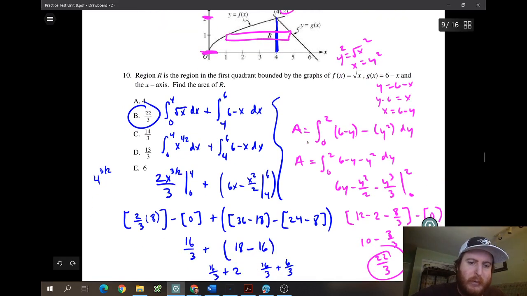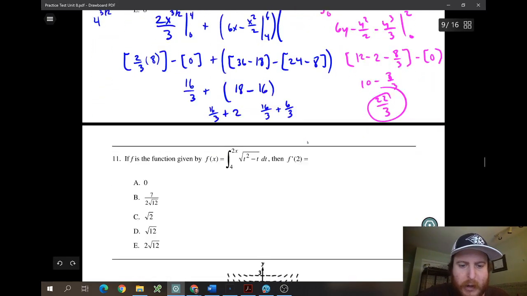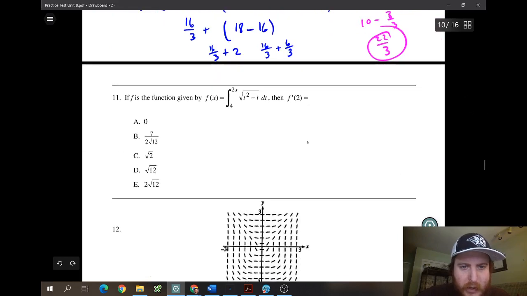So I would still probably recommend doing it in blue. I think the way in blue is easier to visualize, but I do want to show that we could do that either way. All right, next one.